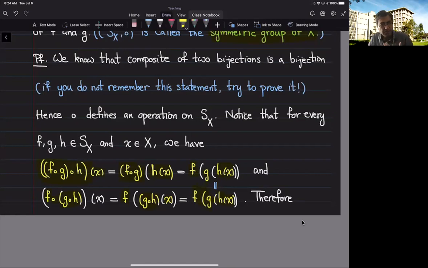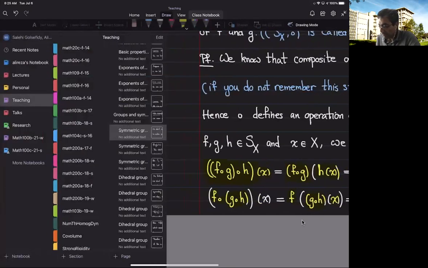So both of these functions, (f∘g)∘h and f∘(g∘h), are functions from X to X, and they are giving us the same rule. Therefore, they are the same functions.